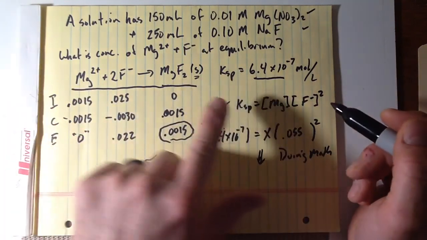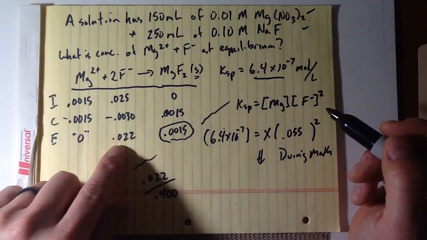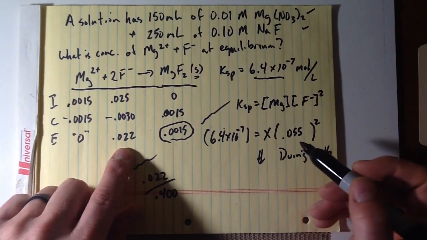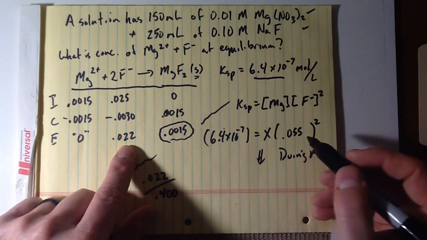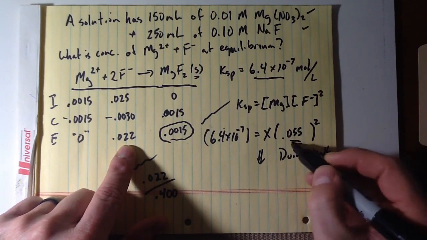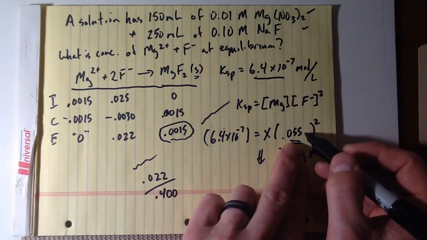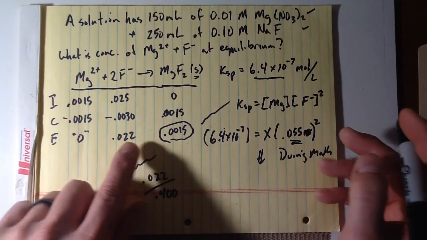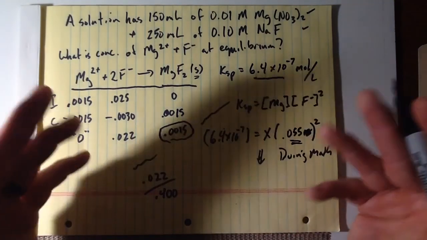Now, do we know the fluoride already? Yes, we're going to assume that the little bit of fluoride that has been made extra from this is very small relative to that starting point we had of 0.055 molarity. Let me say it again. We're not going to say plus x. We're going to just leave that out because the little bit that's coming back this way added to this is inconsequential.